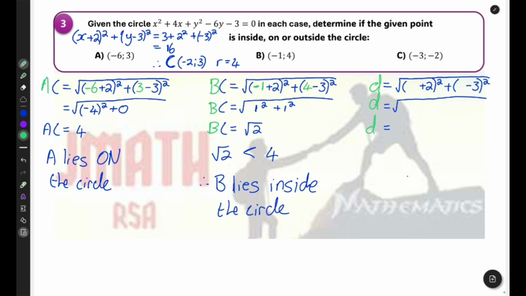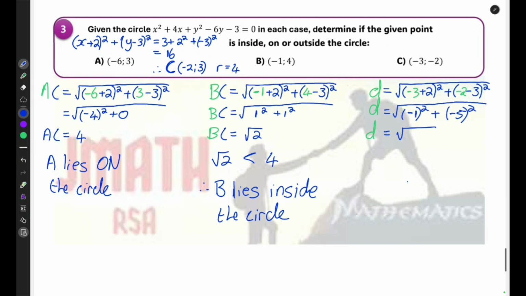If I now do question C, so sorry, I'm not going to write CC on the left. I'm just going to say this is D for distance, and I can then say this is -3, this is -2, and then if I simplify this a bit, -3 plus 2 gives me -1. I can square that, and then -2 minus 3 gives me -5 squared, and this gives me the square root of 1 plus 25, so that is 26, and √26 is definitely more than 4, which is just √16, and therefore I can say C lies outside the circle.